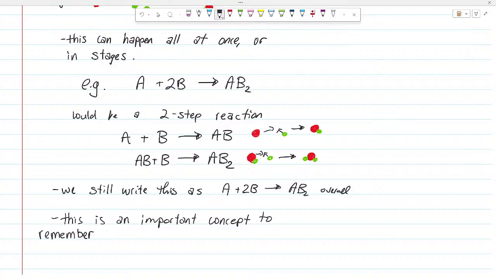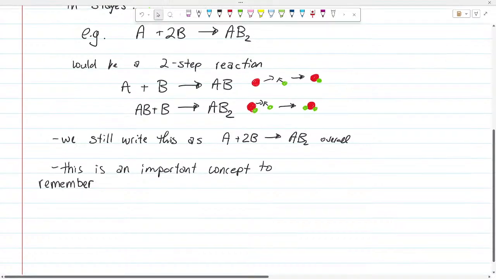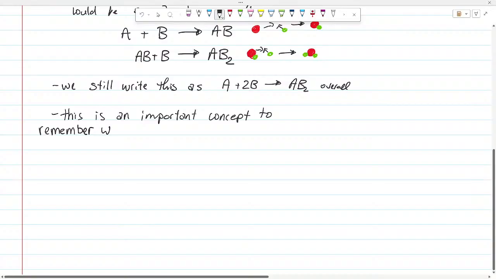So it's actually very sophisticated work to figure out what the intermediate steps of a reaction are. And we know how to do that for some reactions, but we by no means know how to do that for every reaction. That was a great question, by the way. And you're going to see that one of the ways we actually figure intermediate steps out is by how fast a reaction happens. We'll talk about that in a minute. So this is an important concept to remember when considering the speed of reactions.